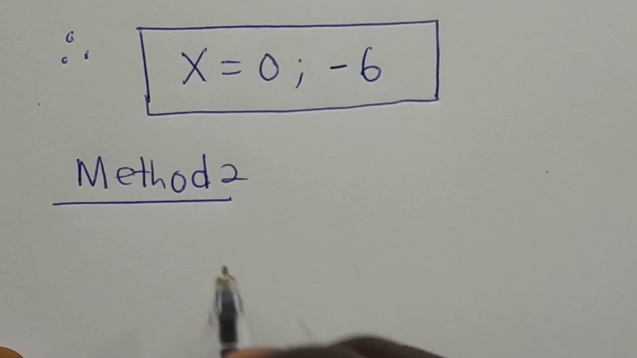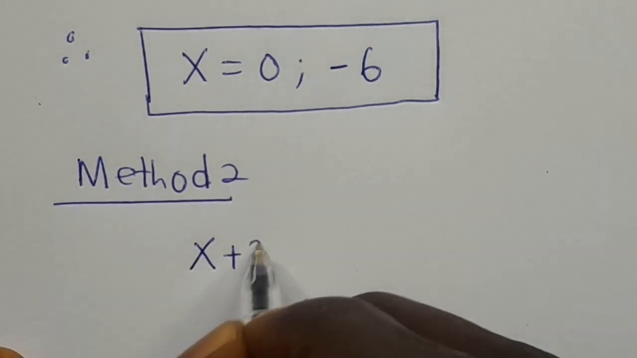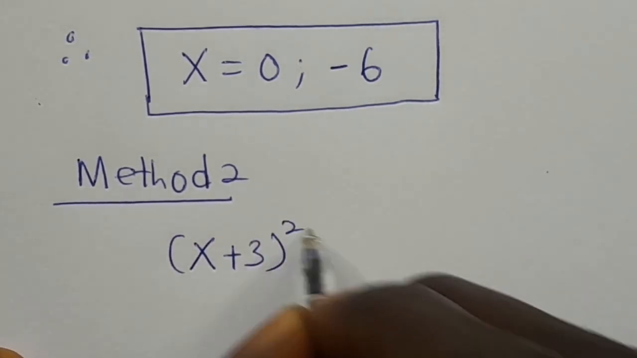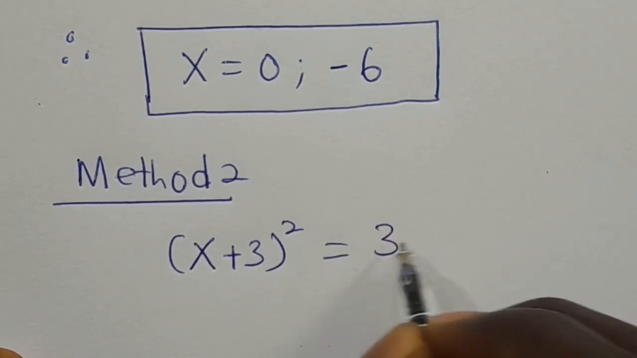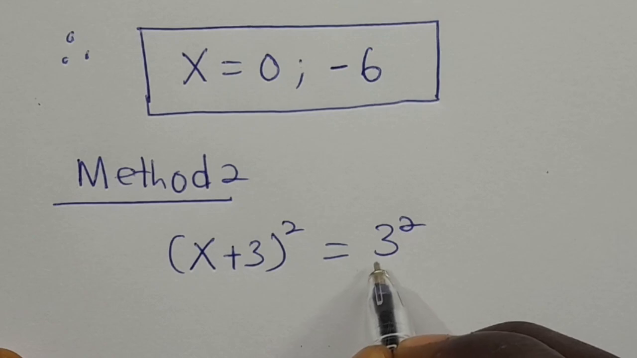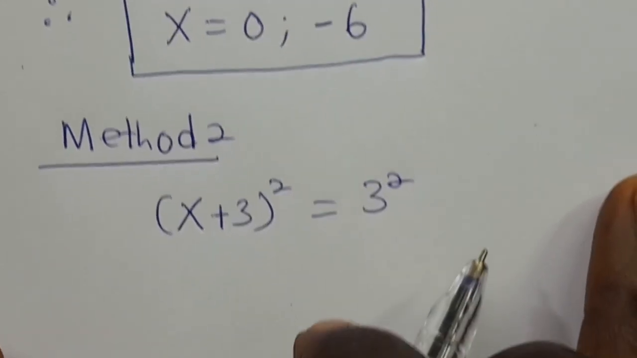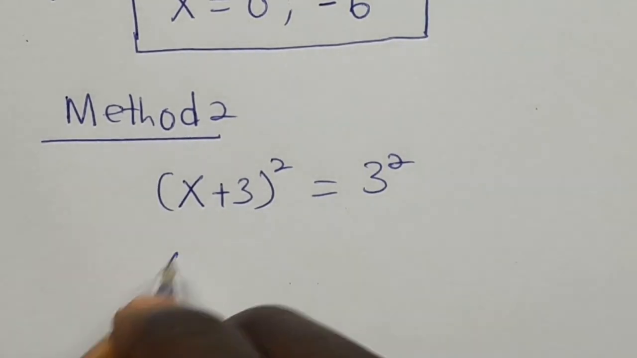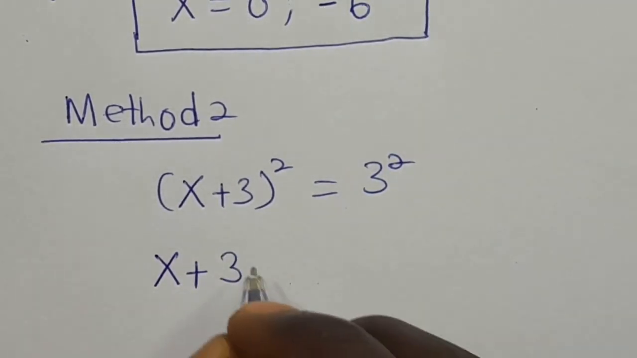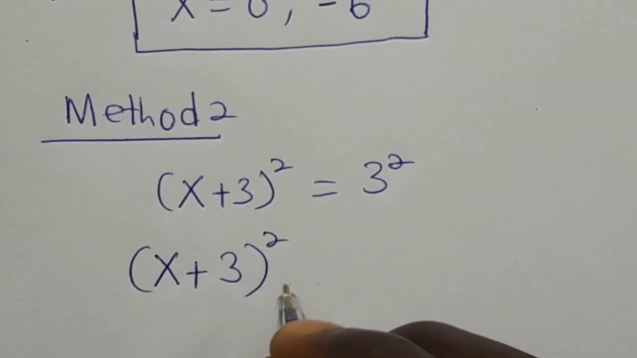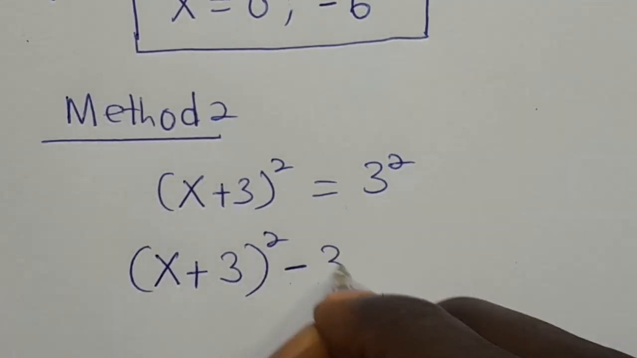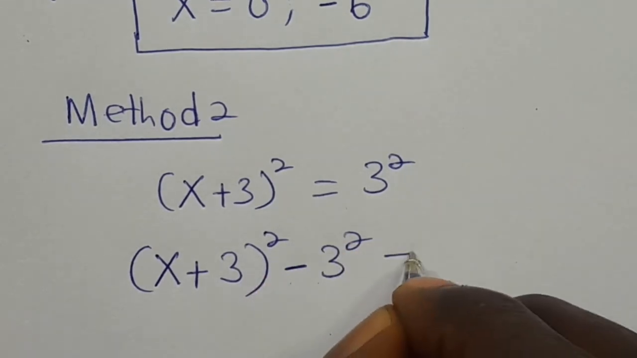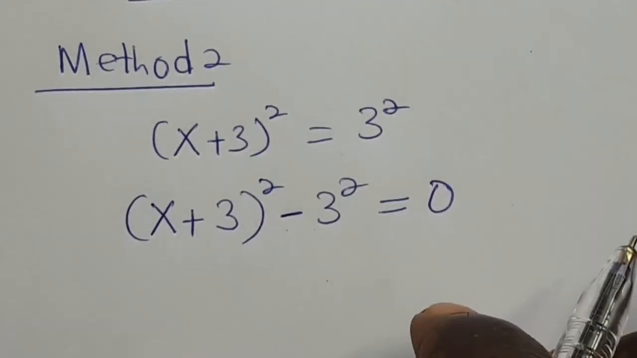We have (x + 3) squared equals 3 to the power of 2. Then let's take this to the other side. We are going to have (x + 3) squared minus 3 to the power of 2. Then let's set everything equal to 0.